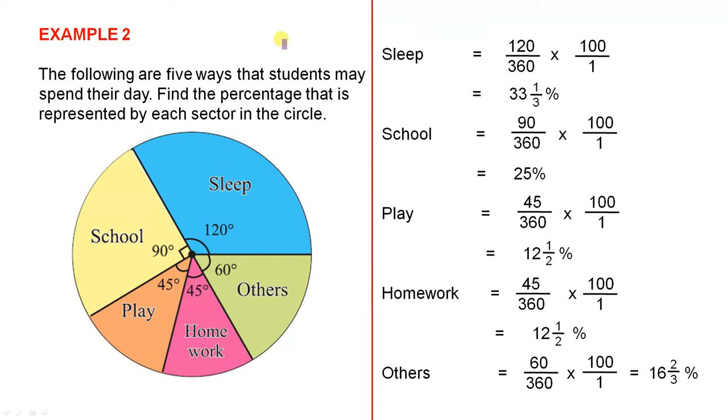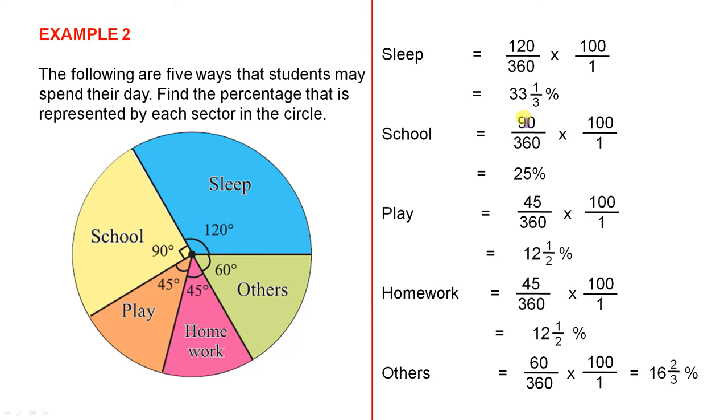Example 2. The following are 5 ways that students may spend their day. Find the percentage that is represented by each sector in the circle. So we have 5 activities here that students could do in the day, and these activities are represented by sectors, and each one of them has been allocated a number of degrees. We have to find the percentage for each sector. So if we start off with sleep, which is 120 degrees, it'll be 120 over 360 times 100 over 1. Using a calculator, quite easy to work out that that's 33 1/3%.